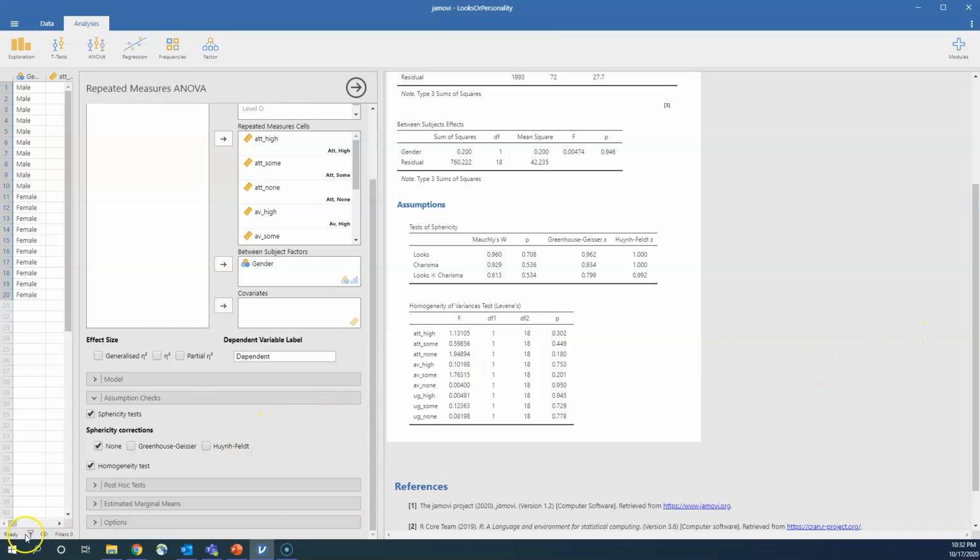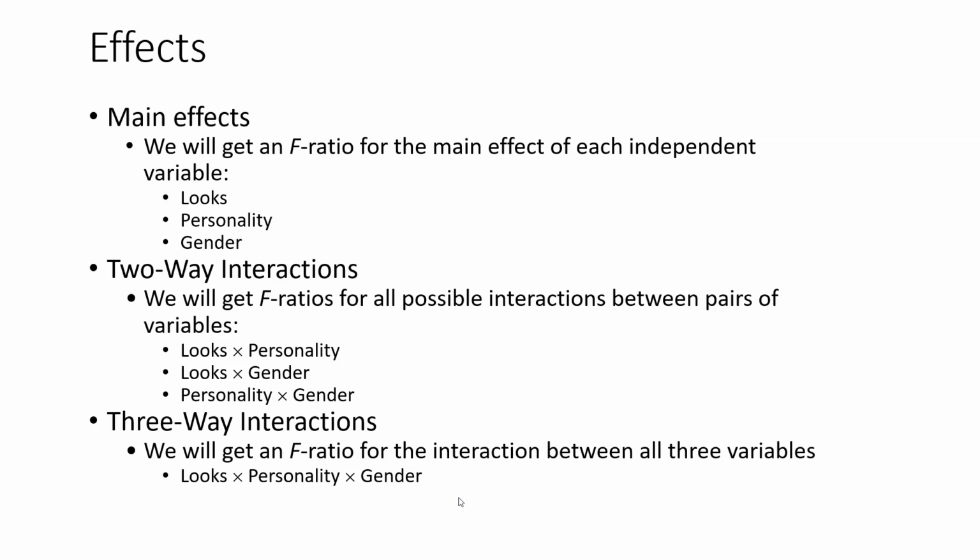Yay! Now I've switched back to the PowerPoint for a second because I just want to remind us that we've got a few things going on here when we run an ANOVA for a factorial situation where we've got multiple independent variables. Of course, we know that we're going to be running an ANOVA to test whether there are main effects. We have 3 variables: looks, personality, and gender. So we're going to be running an ANOVA test on each of those to see if there are any significant differences across the levels of looks, across the levels of personality, and across the levels of gender.